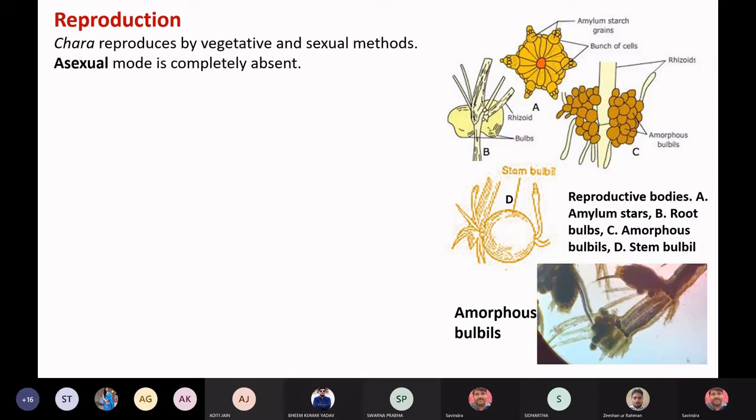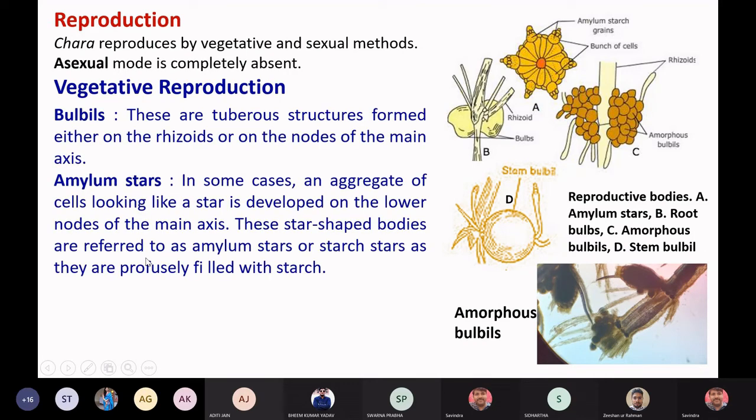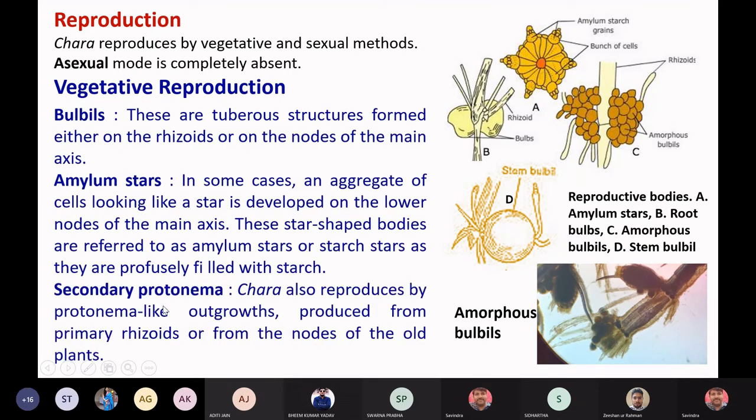Let's discuss something about reproduction. As we already said, asexual modes, meaning zoospore, aplanospore, hypnospore, nothing is there in Chara. It reproduces either by vegetative mode or sexual mode. Please remember this point. Vegetative reproduction: bulbils, amylum star, and the secondary protonema.